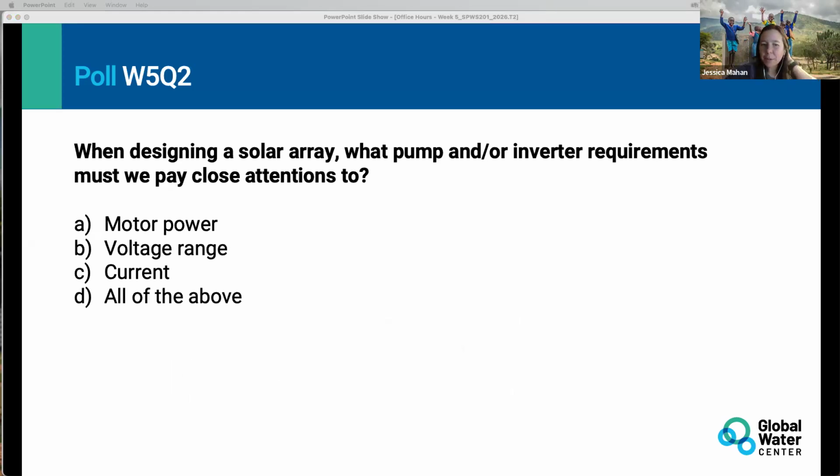Okay, here's a question to start us off. When designing a solar array, what pump and or inverter requirements must we pay close attention to? These are kind of the foundation for our solar design.